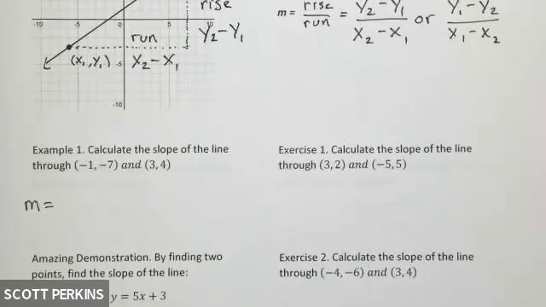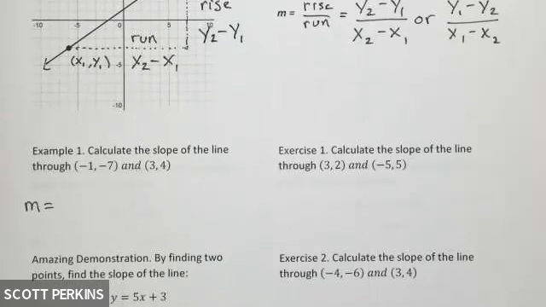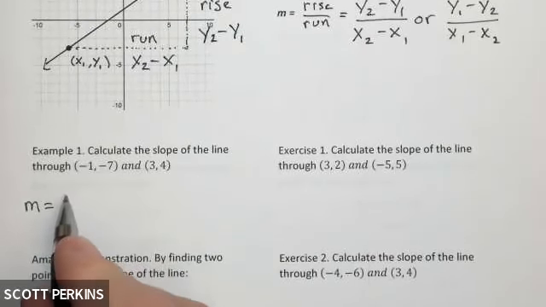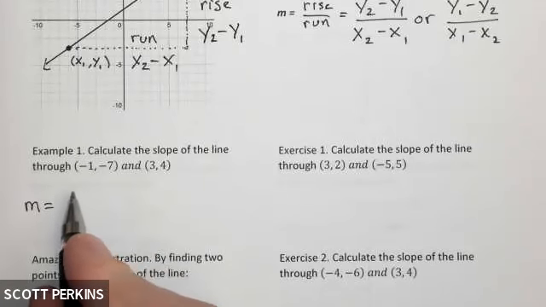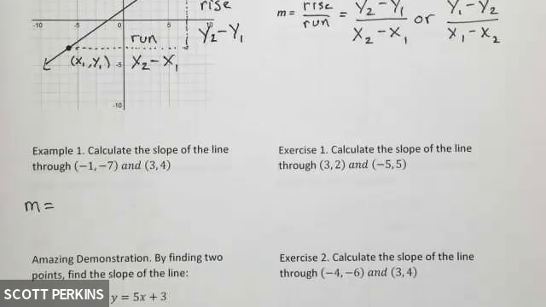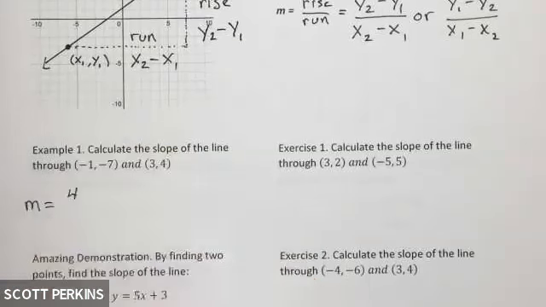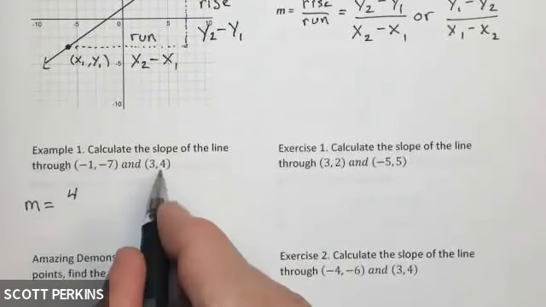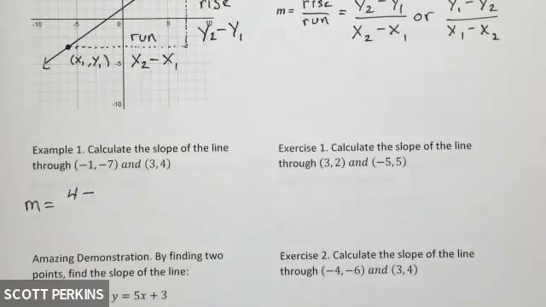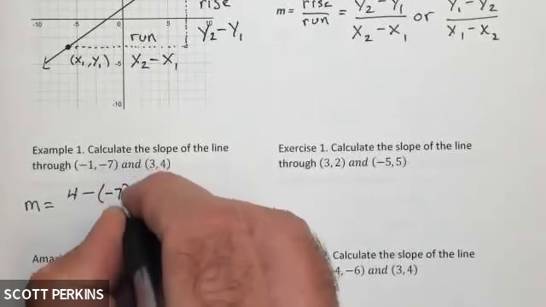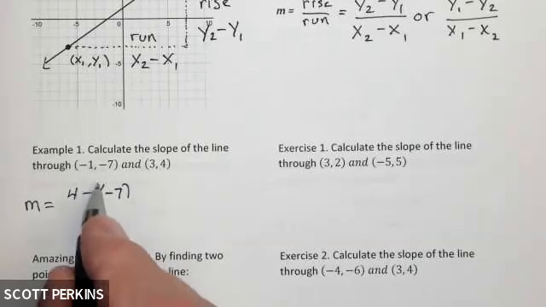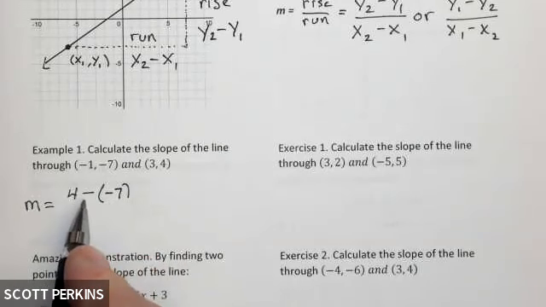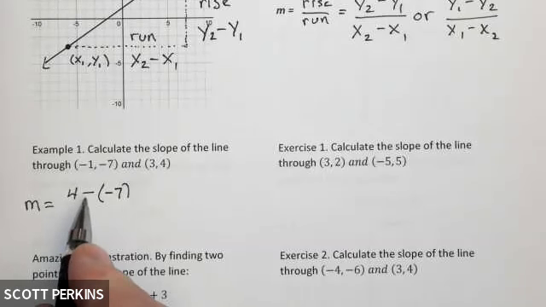And so it's the change in the y value. So you tell me, you get to define this for me. How do you want to calculate the rise? What minus what? Which one do you want to be the y2? You tell me. 4, okay. So y2, 4 minus, and what am I subtracting? Negative 7. Don't forget that this 7 has a negative attached to it.